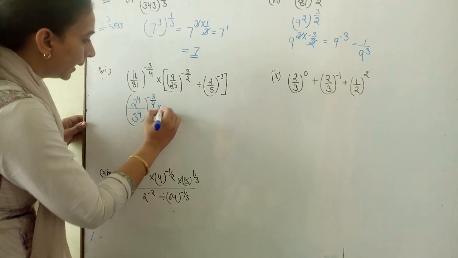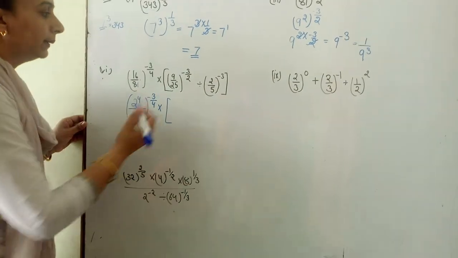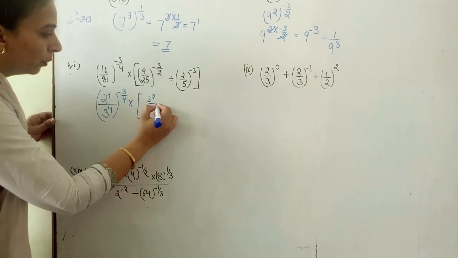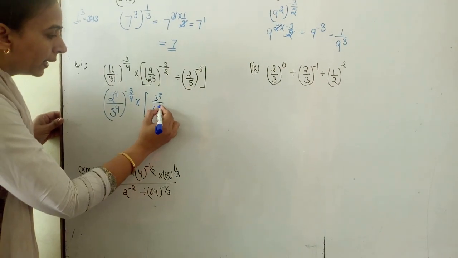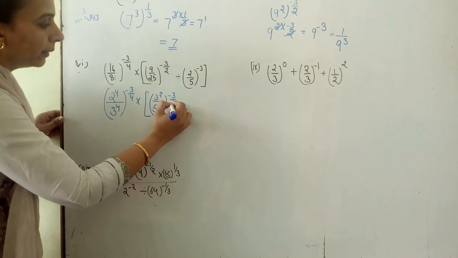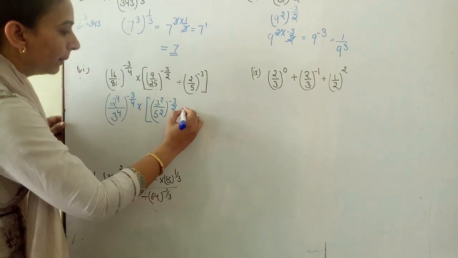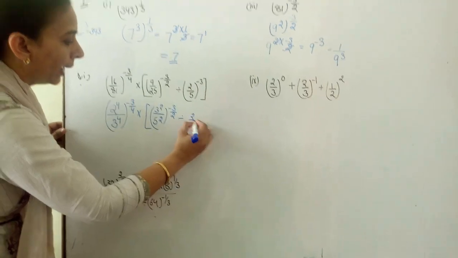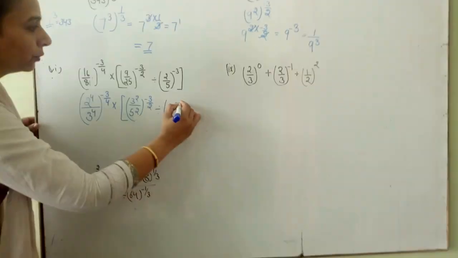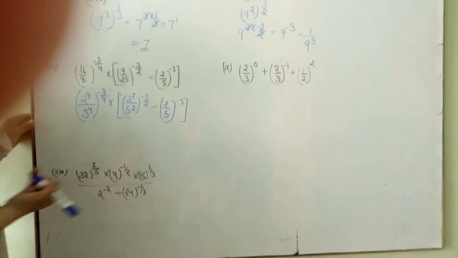Again, the same bracket starts. 9 is 3 raised to the power 2 and 25 is 5 raised to the power 2, and complete raised to the power minus 3 by 2, divided by the same 2 by 5 as it is, and complete raised to the power minus 3, bracket close.